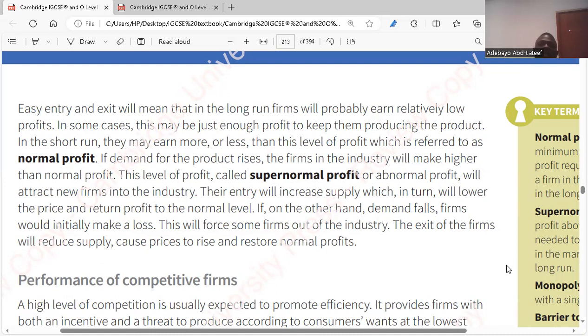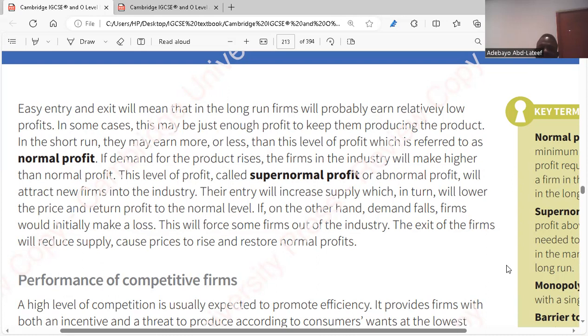So they said they may earn more or less than this level of profit, which is okay. It said in the short run, they may earn more or less than this level of profit, which refers to a normal profit. If demand for the product rises, the firm in the industry will make higher than normal profit. This level of profit is called supernormal profit.